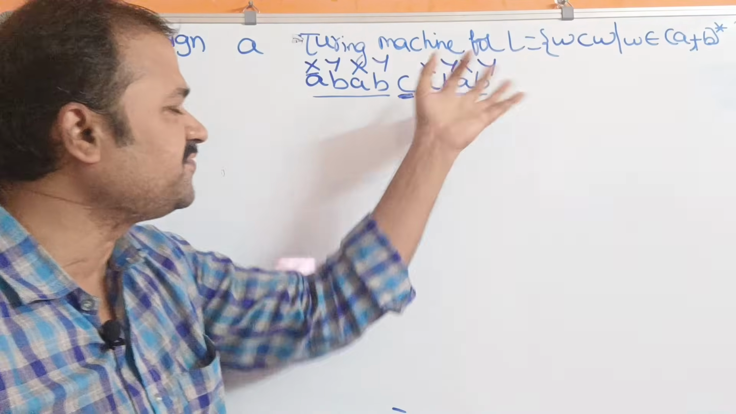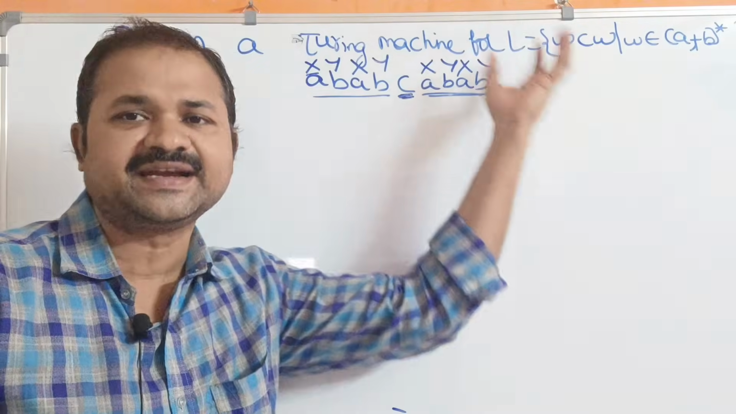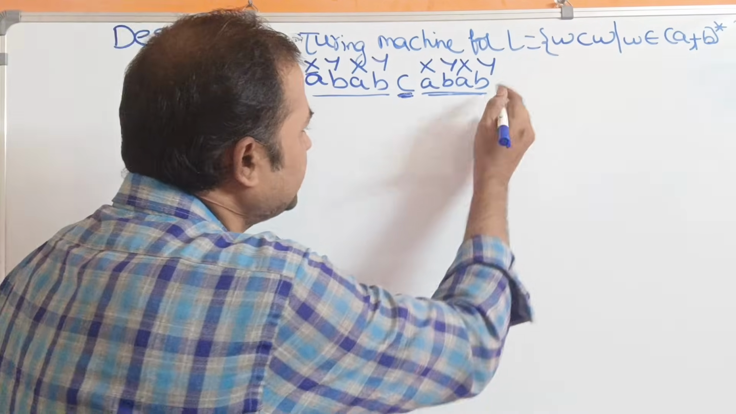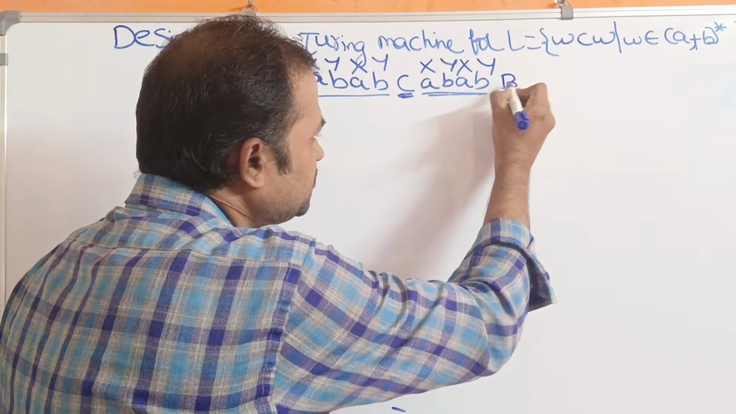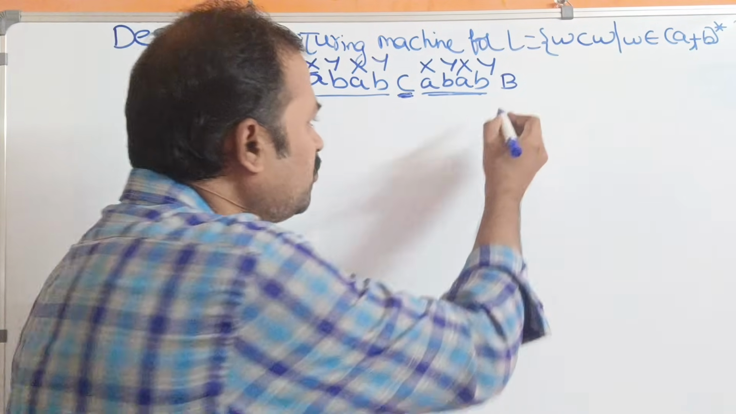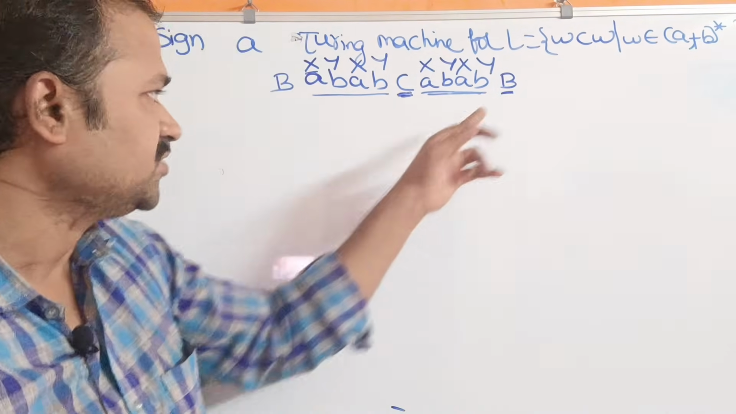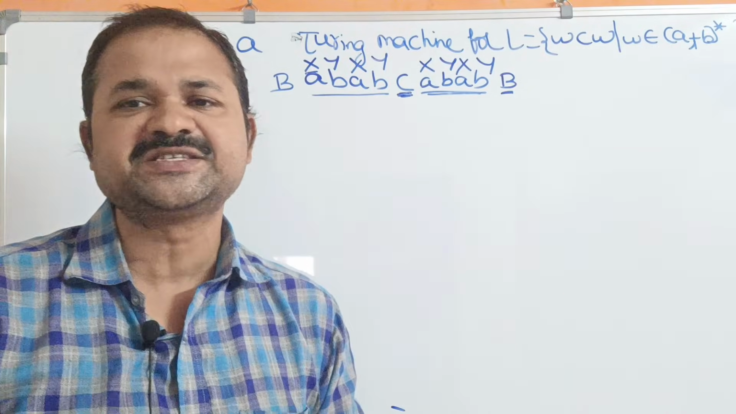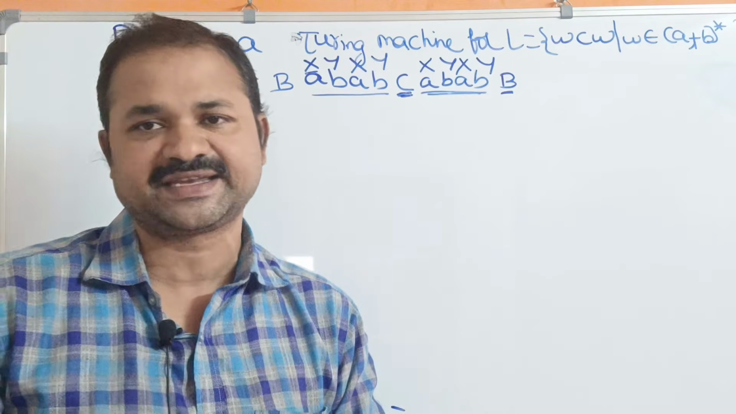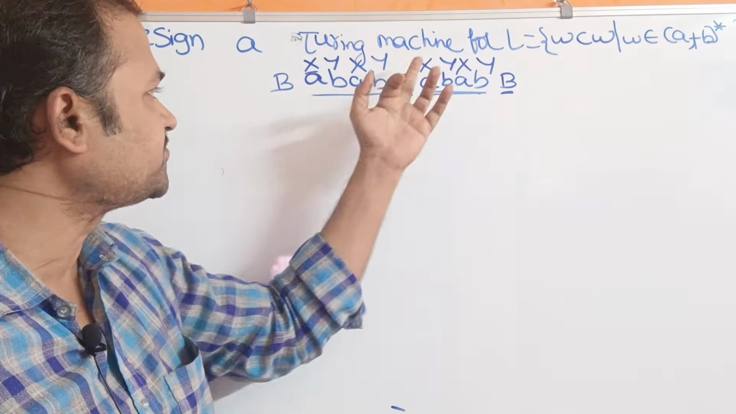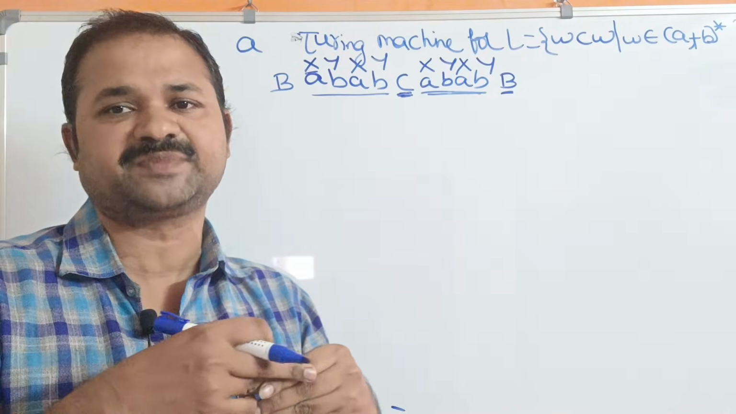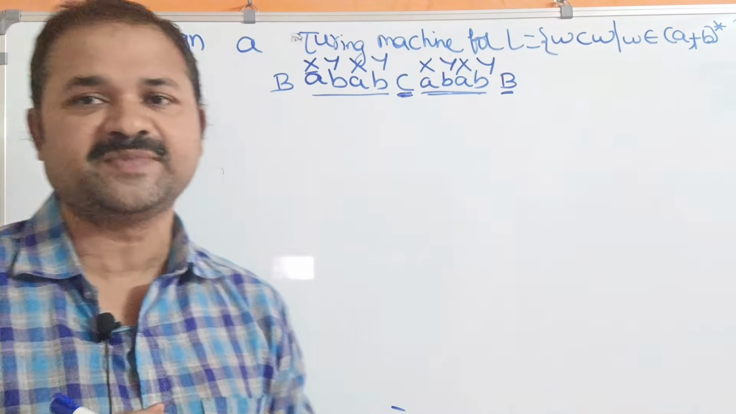And now let's check whether we have any other letters in the second string or not. For that purpose, move towards the right till we get the blank symbol. If we reach the blank symbol, it specifies that we have reached the end of the string, so there are no further characters. So here XY, XY, XY, XY. So we can say that our language will be accepted by the Turing machine.